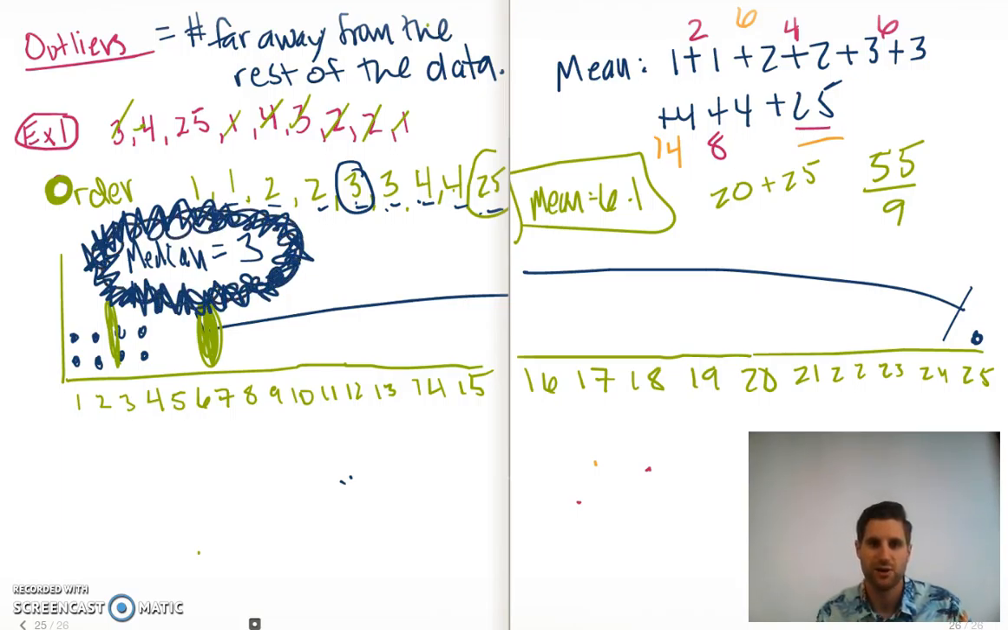Okay, so my median of 3 better matches this data than saying 6.1, because most of my data is below 6.1 versus 3. Most of my data seems to be pretty close in there.